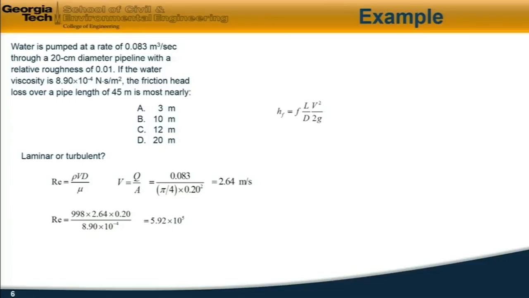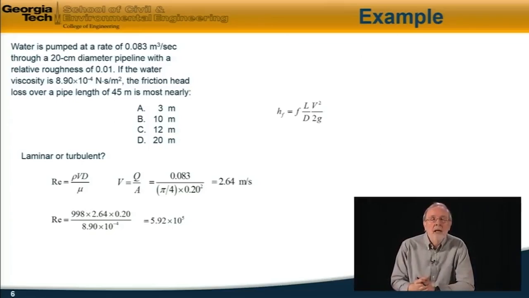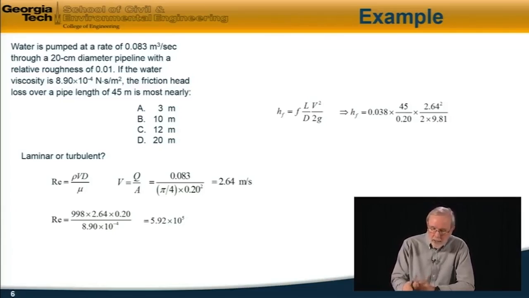Next, we turn to the Darcy-Weisbach equation, hf equals f L over D times V squared over 2g, and now we can evaluate that. f we've just found is 0.038, pipe length is 45, diameter is 0.2, etc., which gives me a head loss of 3.04 meters, so the answer is A.